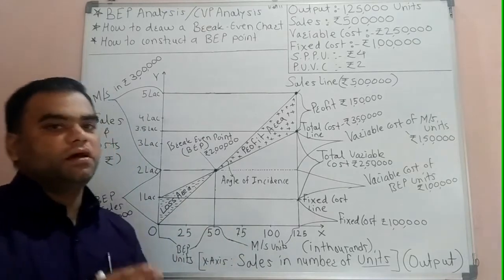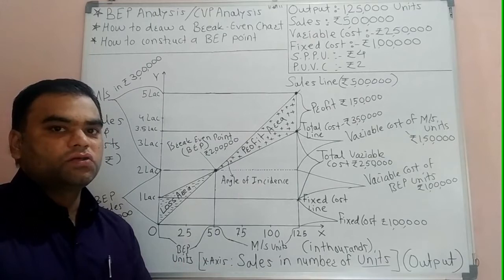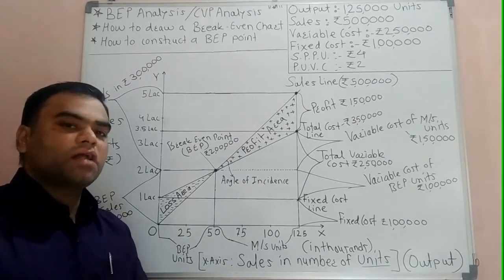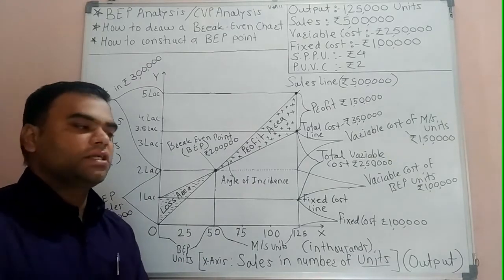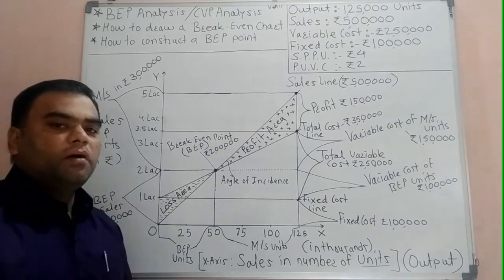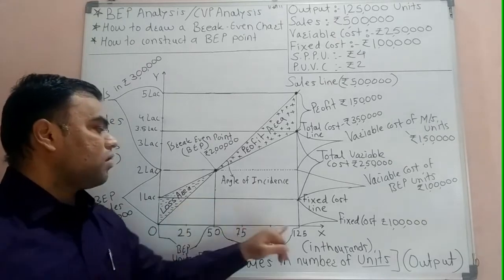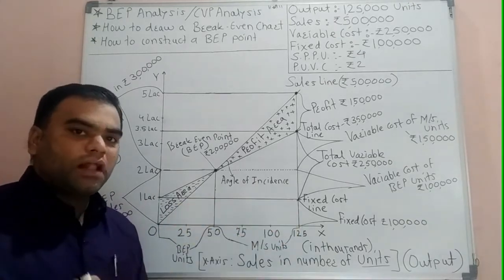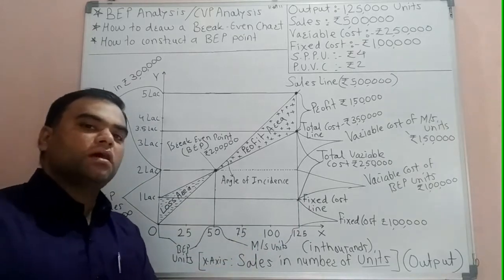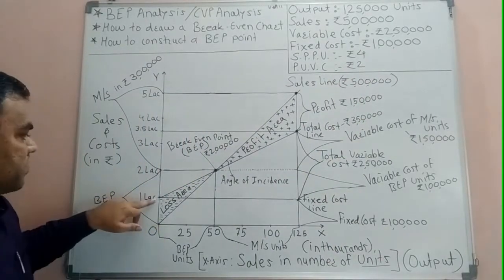Suppose we have taken a plant on rental basis and 1 lakh is the rent. If we have not manufactured a single unit, we cannot say we will not pay rent, because the plant is in our custody. So we will have to pay the rent, suppose 1 lakh rupees. Suppose you have manufactured 25,000, or 50,000, or up to your maximum capacity, your rent amount will not increase. It will remain the same. That type of cost is known as fixed cost, and this fixed cost is rupees 1 lakh.